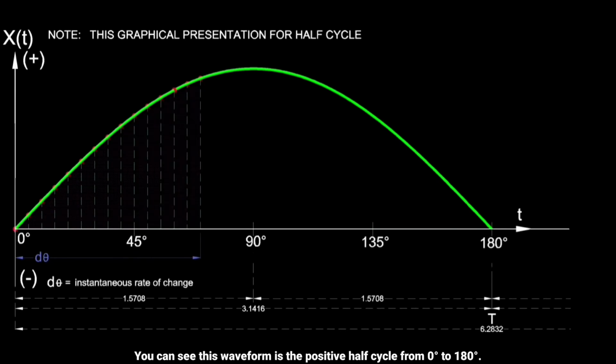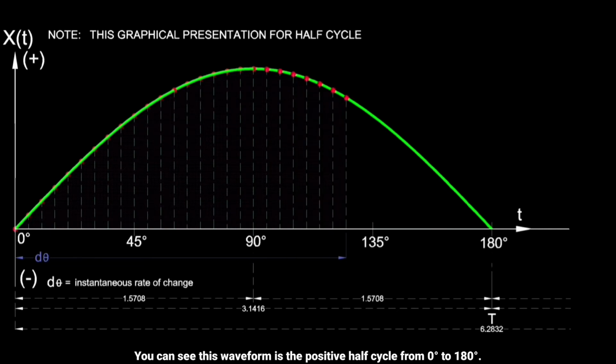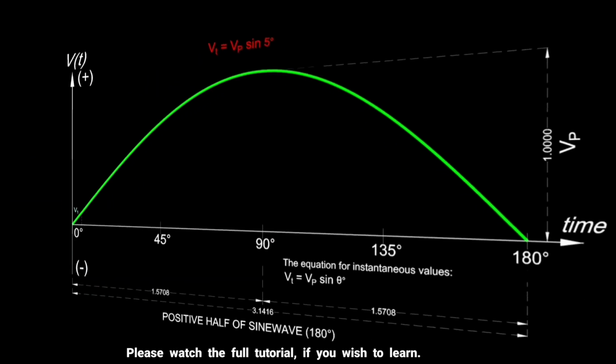You can see this waveform. This is the positive half cycle from 0 degrees to 180 degrees. Please watch the full tutorial if you wish to learn.